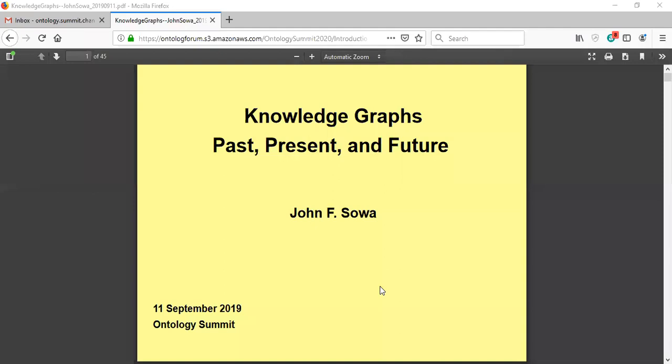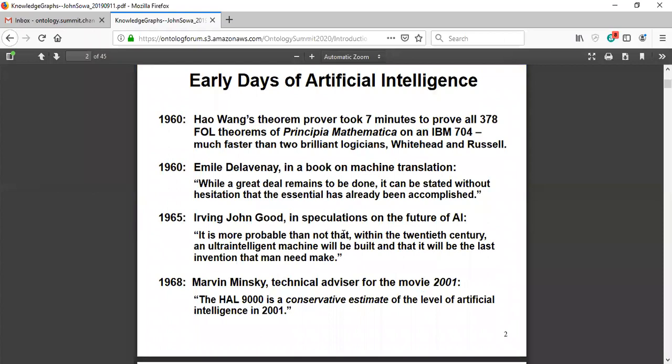This is slide number two. It summarizes the early days of artificial intelligence. And I just wanted to emphasize how much had been done during the 1960s. As early as 1960, Hao Wang implemented a theorem prover that took 7 minutes to prove all 378 theorems expressed in first order logic in the Principia Mathematica. And this was on an IBM 704.